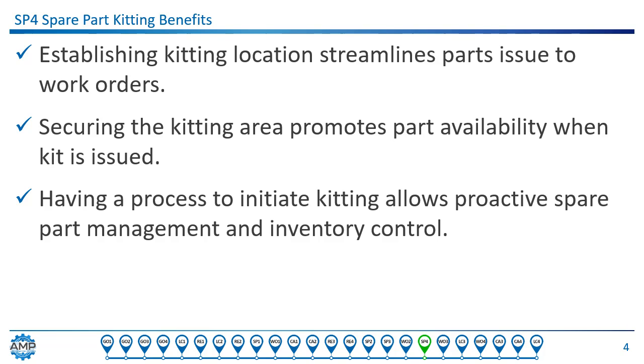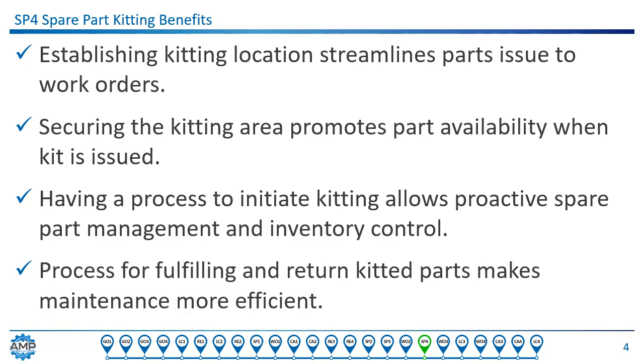Having a process to initiate kitting allows proactive spare part management and inventory control. Parts associated with a work order can be identified as soon as the work order is planned or the proactive task is scheduled. A process for fulfilling and returning kitted parts makes maintenance more efficient. You spend less time at the counter doing paperwork and inspecting parts, and less waste from unnecessarily discarded parts.